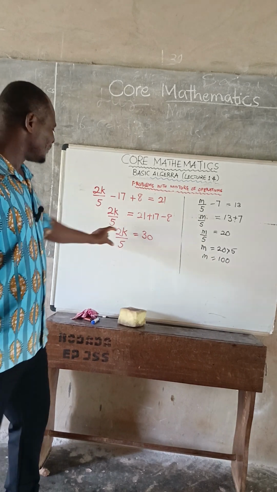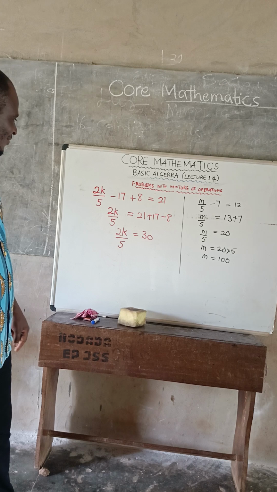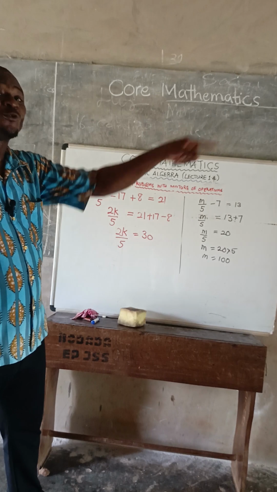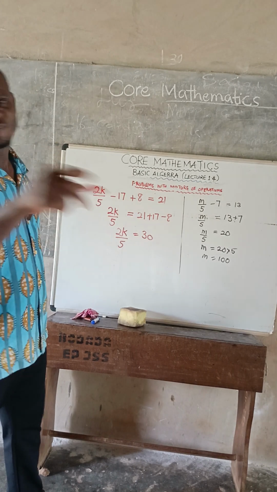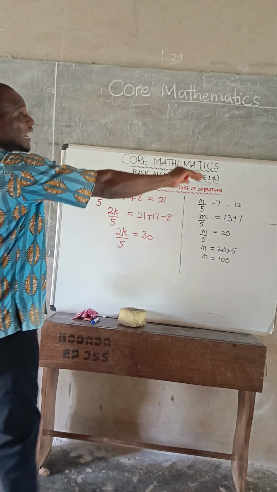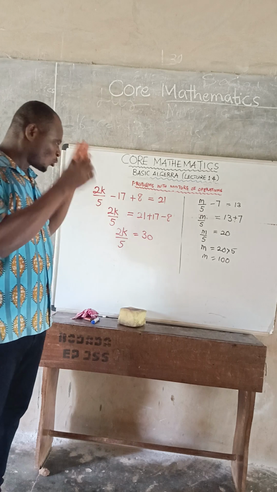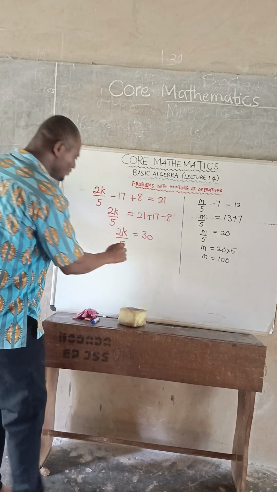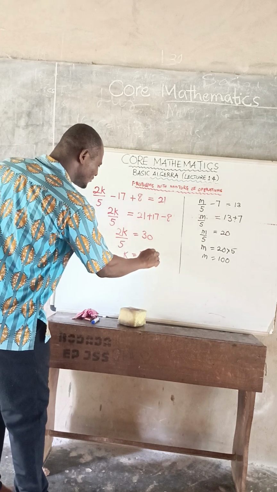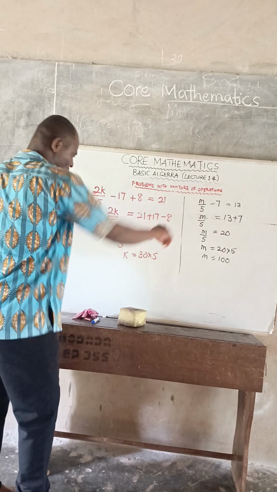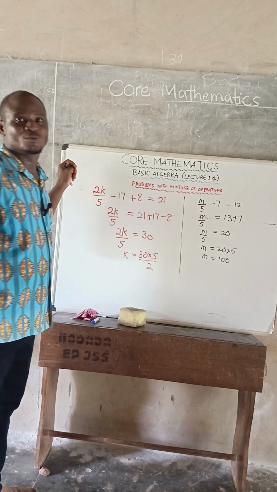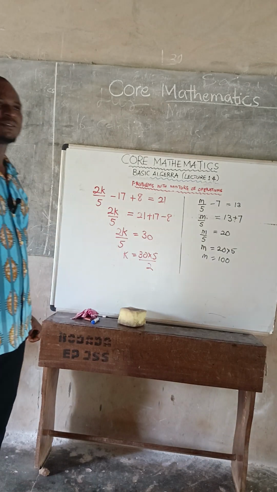Now that we are here, it is time to disengage the 2 and the 5. The 2 is engaged here multiplying. If you get to the other side, it will go and do the opposite of multiplication, which is division. The 5 is engaged at this side dividing. If you get to where the 30 is, it will go and multiply. If you know this rule, you can just do all of them at once and say k equals 30 times 5 divided by 2, which is 10 times 5 over 2, times 2, 2k, 10 divided by 2. You can do them at once.